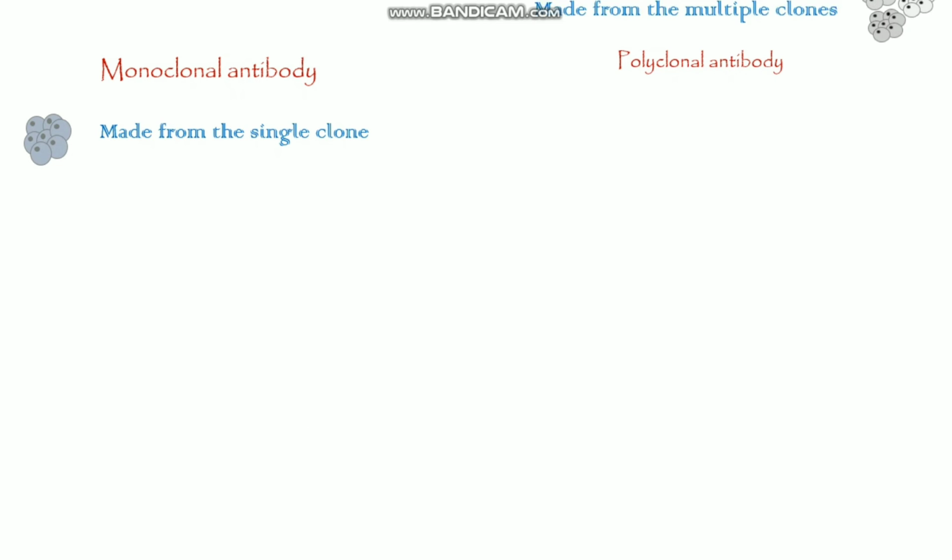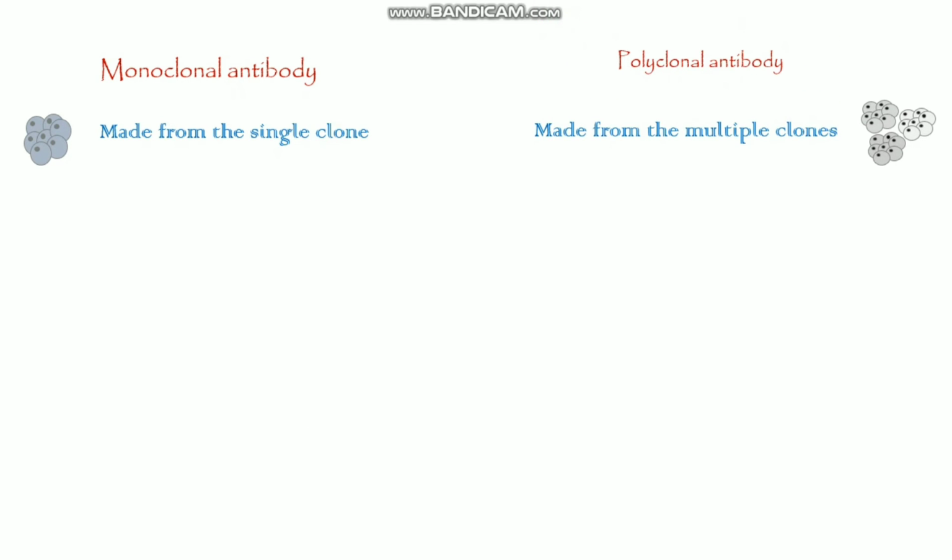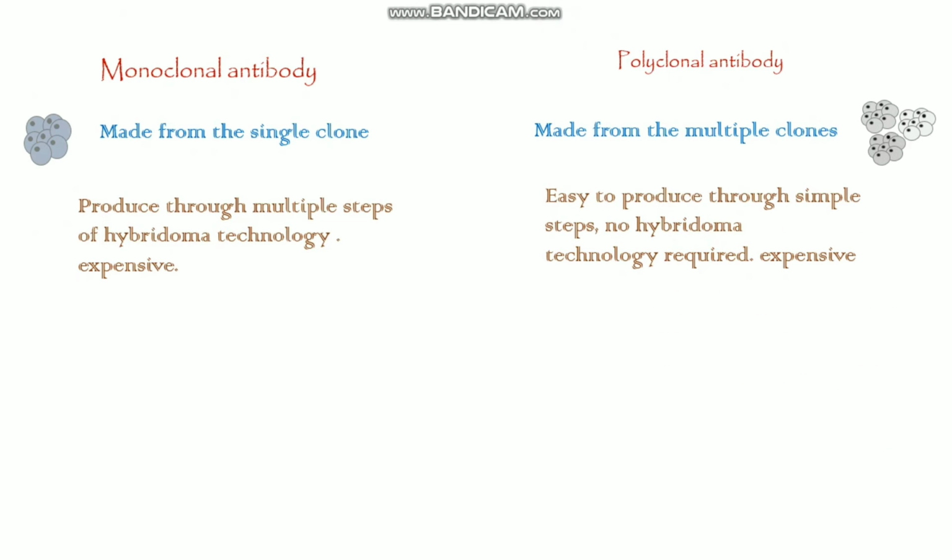Next is the difference between monoclonal and polyclonal antibody. Monoclonal antibody is made from a single clone, but polyclonal antibody is made from multiple clones. Monoclonal antibody is produced through the multiple steps of hybridoma technology, and this is why it needs a longer process and is very much expensive. But polyclonal antibody is a much shorter process and easy to produce. It does not need hybridoma technology, and this is why it is not expensive. Sorry, here I mistakenly wrote expensive, but this is not expensive.